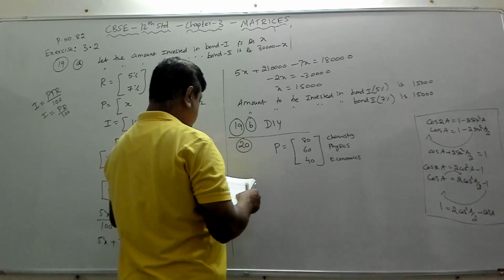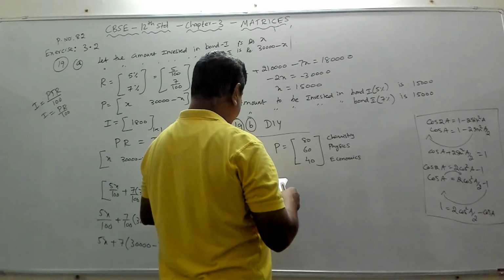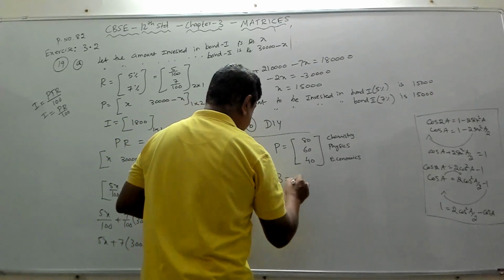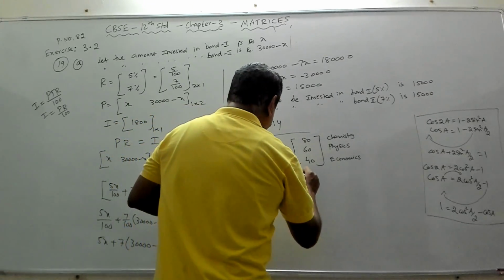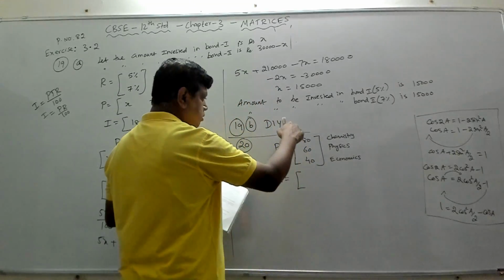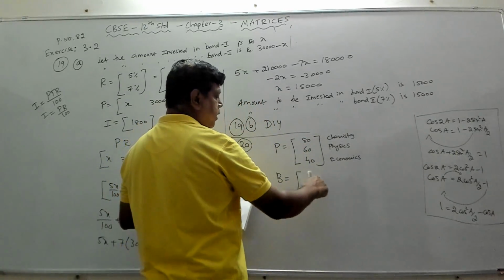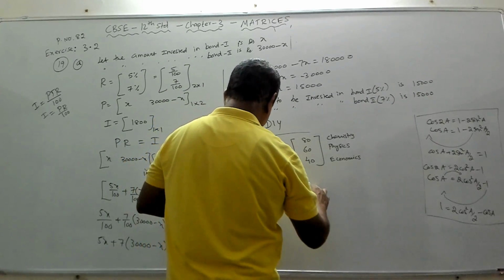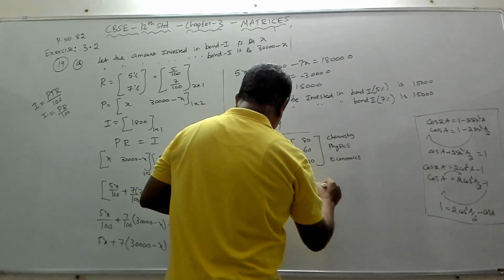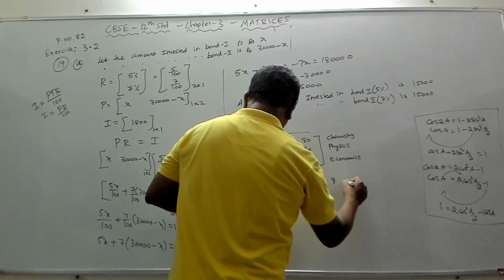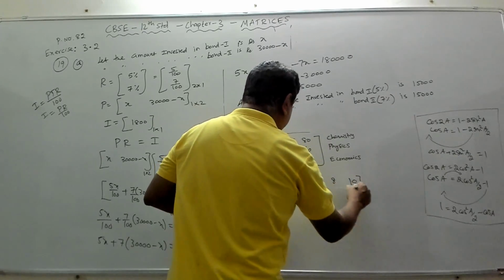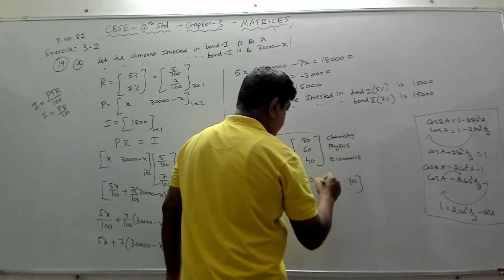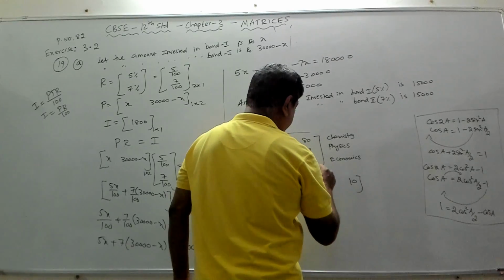Now how many books does the shop have? It has 10 dozens of chemistry books. I'll call that the B matrix. Once you write the price in a column matrix, try to write this as a row matrix. So this will be 10 dozens of chemistry books, 8 dozens of physics and 10 dozens of economics. Here I have written this in the form of dozens. This is in dozens.